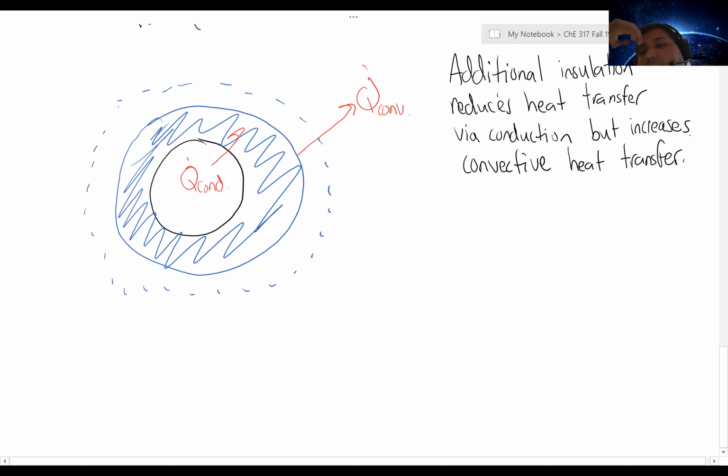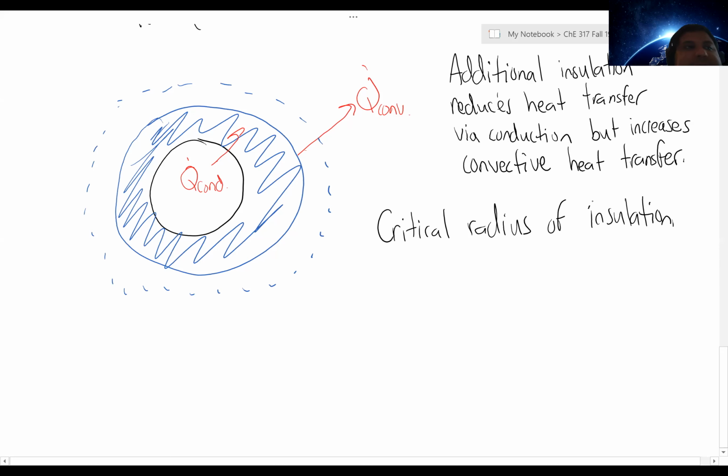Which means there comes a point where adding additional insulation will actually hurt my system instead of help it. There'll be a point where adding an additional layer of insulation will result in an increase to heat transfer instead of a decrease. And so there exists what's known as a critical radius of insulation, where these two effects cancel. And simply put, the critical radius is equal to the thermal conductivity of your material over the heat transfer coefficient that exists on the outside of that material.